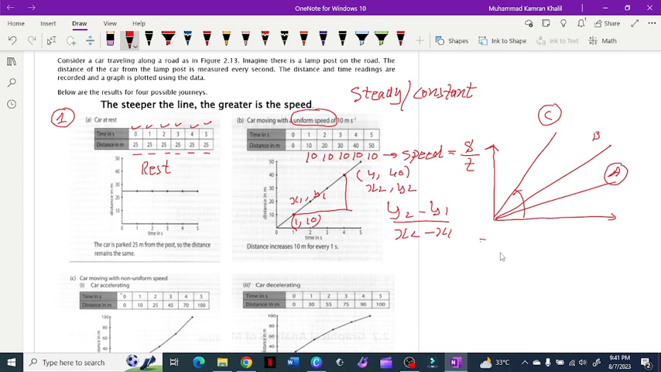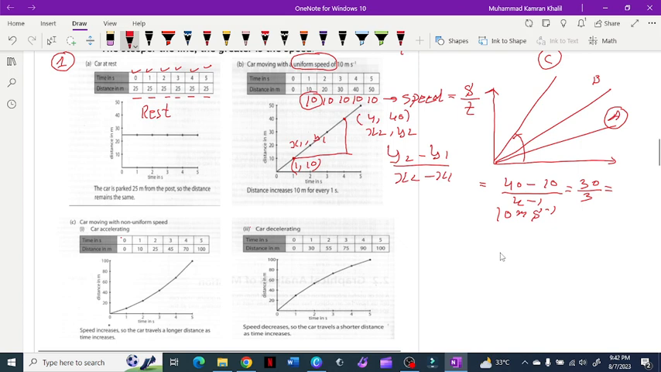So then we will get 40 minus 10 upon 4 minus 1, that is equal to 30 upon 3. So we will get the answer 10 meter per second. That is the speed, and we have already calculated the speed as well by using the numerical values. So from the graphical method, by calculating the gradient, we can calculate the speed of an object. So the speed of the object is constant, it is steady, it is uniform, or it is moving with the same speed.